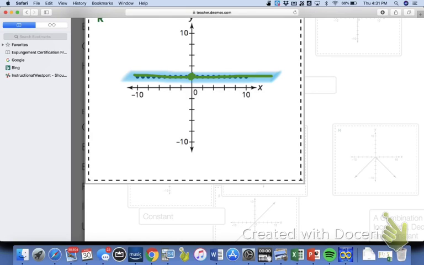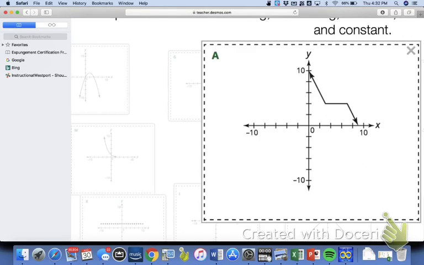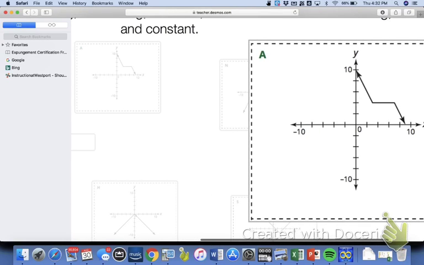So there you have it. Those were the three categories that we came up with, which means that the rest of the cards were our combination of increasing and decreasing and constant. So the ones that we listed as a combination, of course, is A. You can see that A decreases, but then it has a point right here where it is constant, and then it decreases again. So that one would be a combination of decreasing and constant.